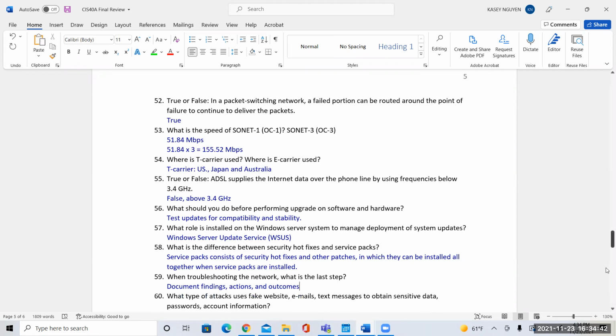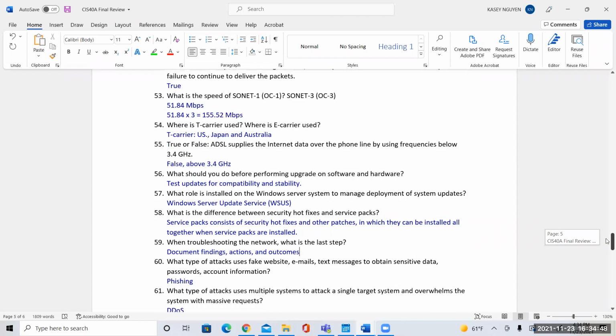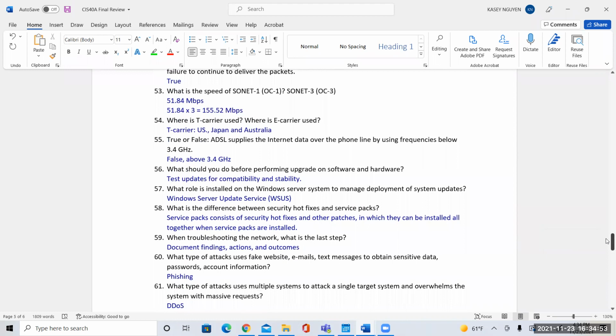All right, now the last part, which is on the last few chapters, is on security, which is really easy for us, right? Most of you have taken 27. What type of attacks use fake website emails, text messages to obtain sensitive data, passwords, and account information? That's your phishing with the PH.